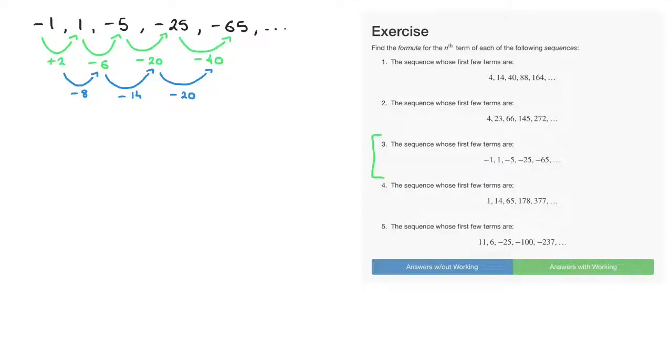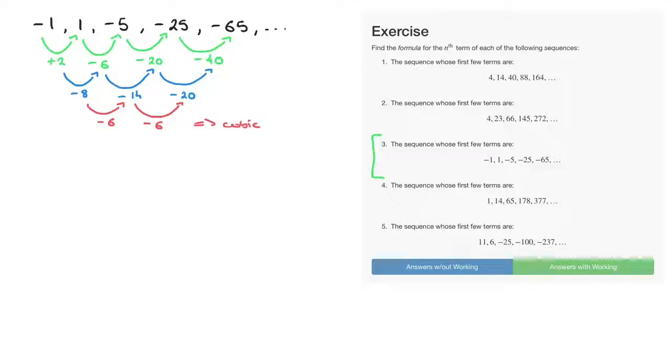So we go one step further and look into the third differences. From -8 to -14, we're taking away 6, so that's -6. From -14 to -20, we're taking away 6 again, so that's -6. We can see here that the third differences are always the same. That means that we're dealing with a cubic sequence.